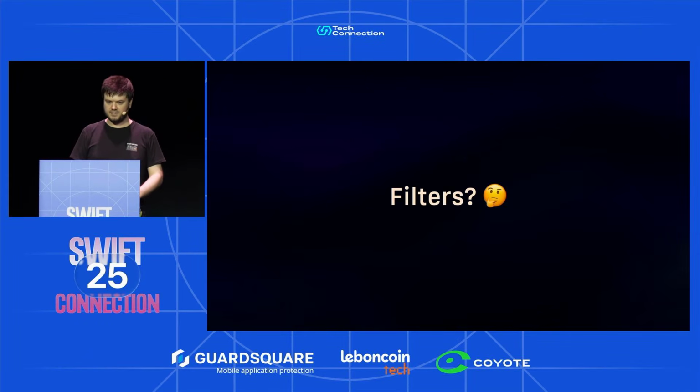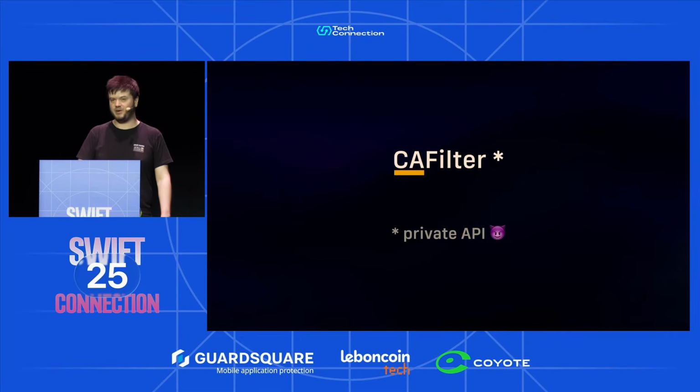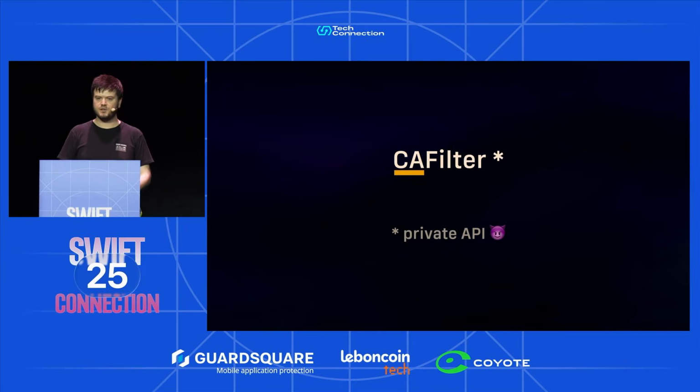I mentioned adding filters to a backdrop layer. That's another important aspect of Core Animation that's not widely known. On macOS, for some reason, you have been able for a long time to add Core Image filters to your layers, but that was never really a thing on iOS. However, there is something called CAFilter, which is private API, and that exists on all platforms. It renders in real time, so it can render real-time effects like blurs, color adjustments, and it all happens on the GPU, making it perfect for use in UI elements.